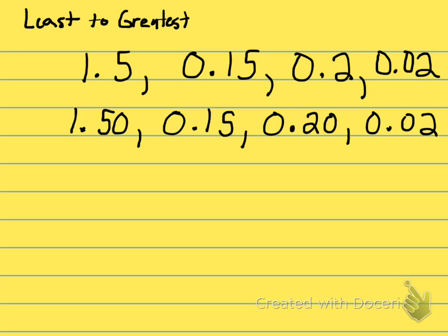1 5/10ths is equivalent to 1 50/100ths. 15/100ths and 15/100ths remain the same. 2/10ths changed to 20/100ths, which is equivalent, and 2/100ths is still 2/100ths. If it is still hard for you to compare these, you can change these to fractions and mixed numbers. 1 5/10ths or 50/100ths becomes 1 50/100ths.